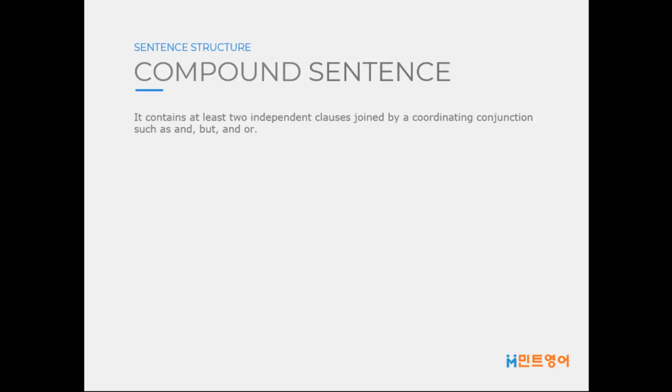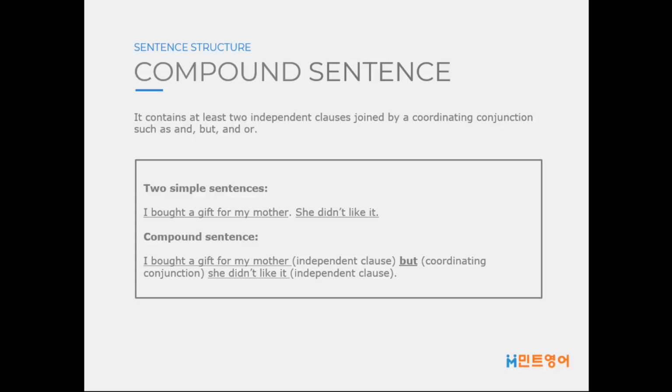A compound sentence contains at least two independent clauses. These independent clauses are joined by a coordinating conjunction such as and, but, and or. A coordinating conjunction is a word that combines words, phrases, or clauses together. Here we have two simple sentences made into a compound sentence by joining two independent clauses with a coordinating conjunction.